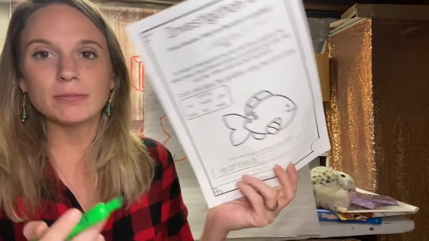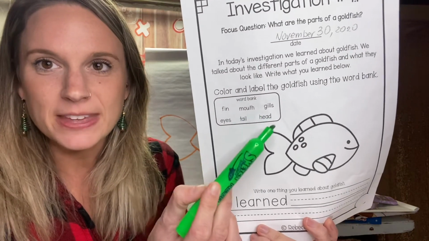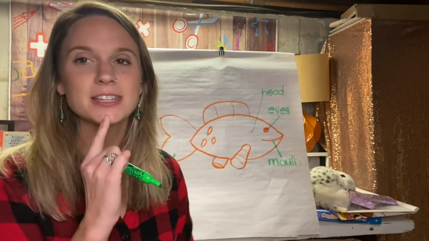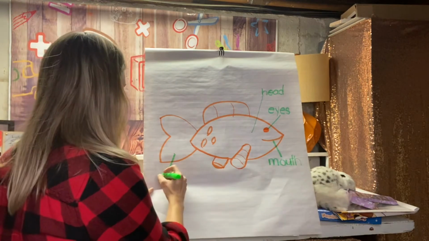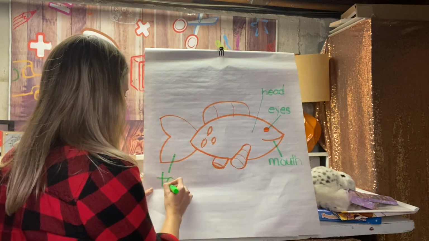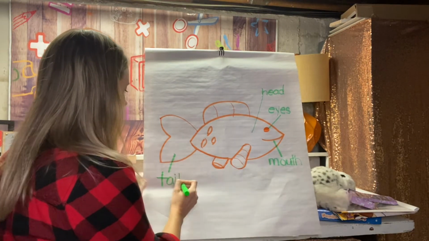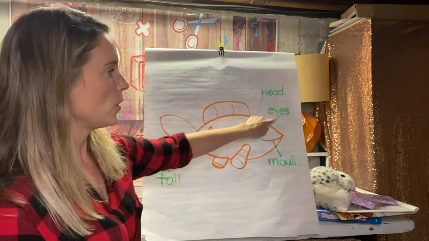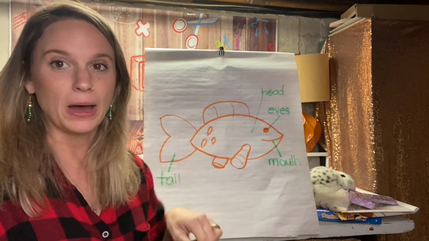So I'm going to draw a line from my tail. I'm going to look in my word bank. Which one do I think says tail? Tail starts with T, right? And we're going to write it right here. We're going to draw lines to label and point to what we're talking about, okay?